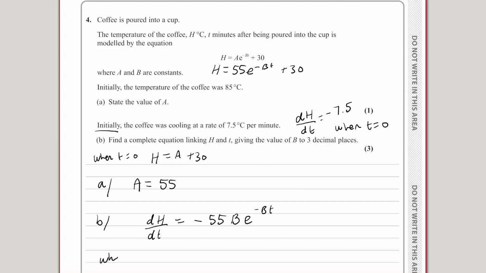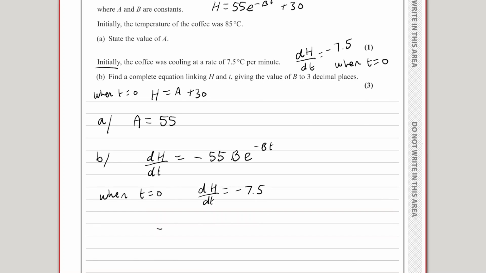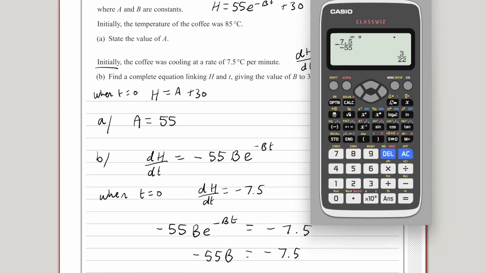And we know that when T equals 0, dH/dt is equal to negative 7.5. So negative 55B E to the power of minus BT equals minus 7.5. But T equals 0. So we just get minus 55B equals minus 7.5. Because T is 0, E to the power of 0 is 1. So we've just got minus 7.5 over minus 55, which is 3 over 22, or 0.136.